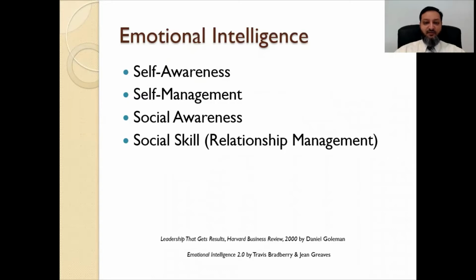And in the second video, we're going to be talking about social awareness and social skill or relationship management. So we said self-awareness was being aware of your emotions and how they affect you and others around you. Self-management, we said, was being able to manage and control your emotions. And now we're going to talk about social awareness, which is being aware of how you socially interact with others and how you are perceived by others. And then we're going to talk about social skill, which is the ability to build strong relationships with other people. So let's talk about social awareness, and then we'll talk about social skill.